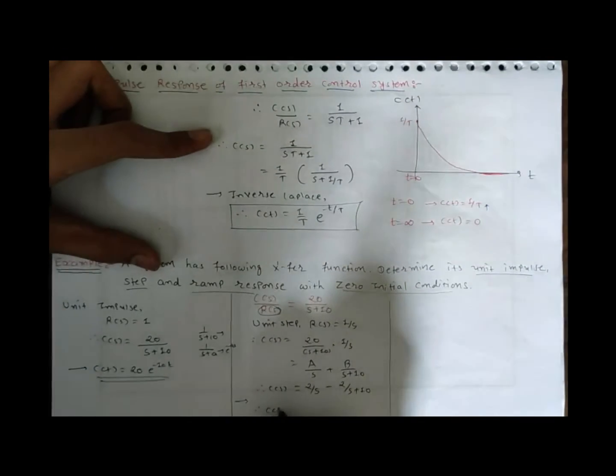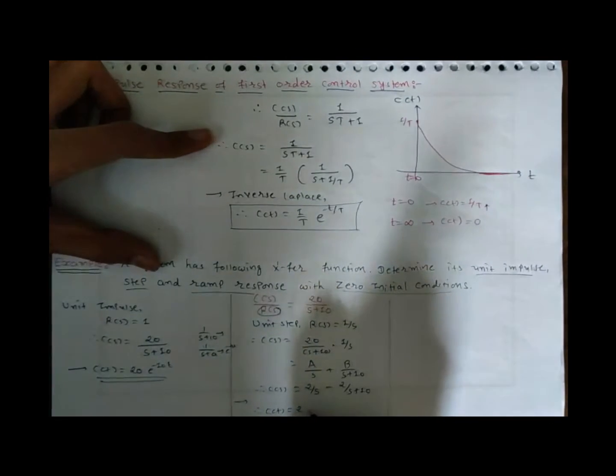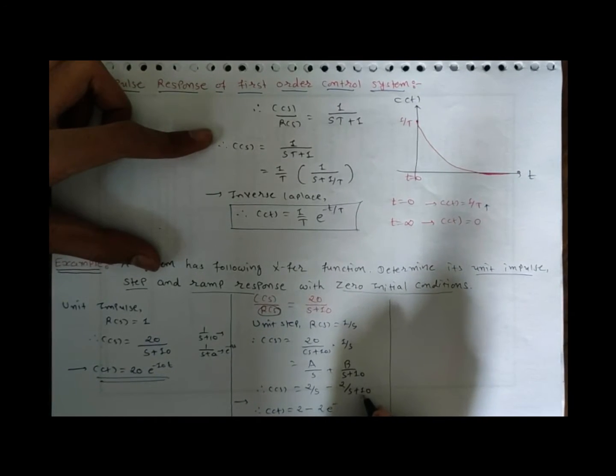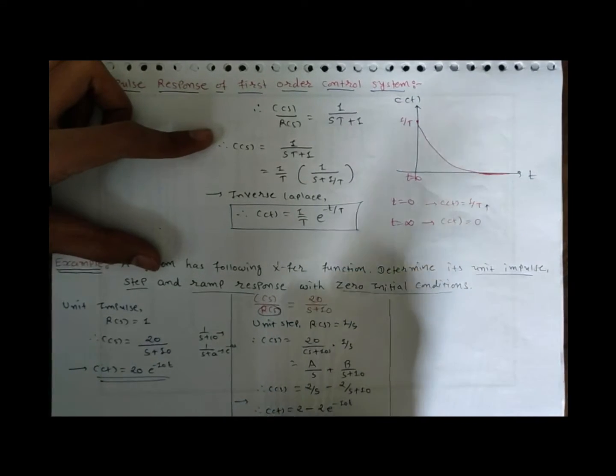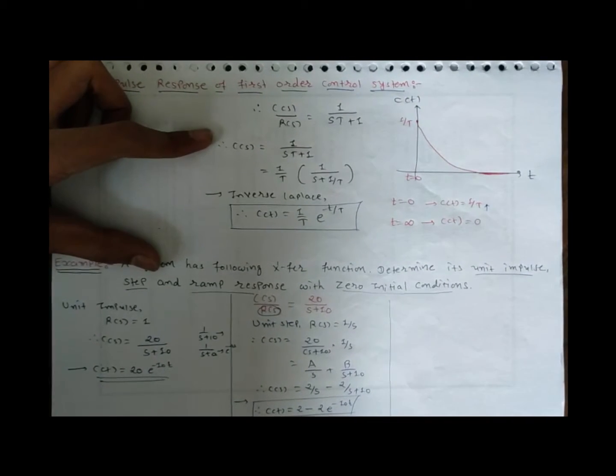To find the time response you have to take the inverse Laplace. C(t) equals 2, which is a constant, times the Laplace inverse of 1 upon s, which is 1 only, minus 2 times the Laplace inverse of 1 upon s plus 10, which is e raised to minus 10t. So this will be your time response for the unit step signal.